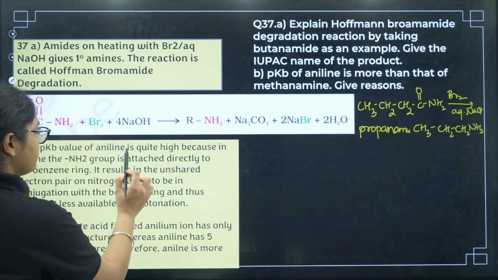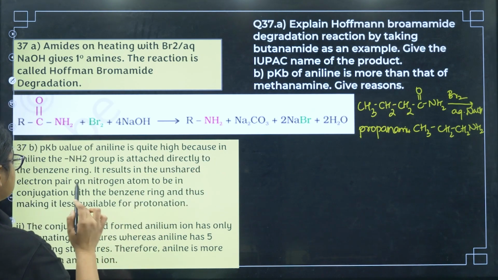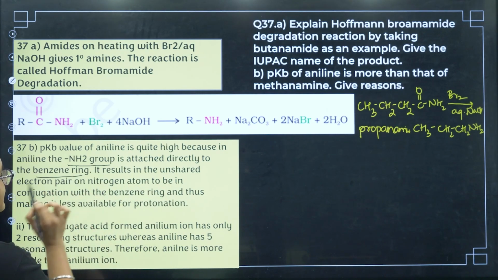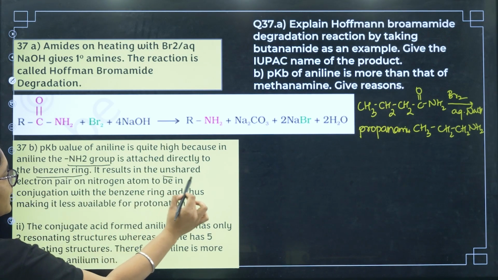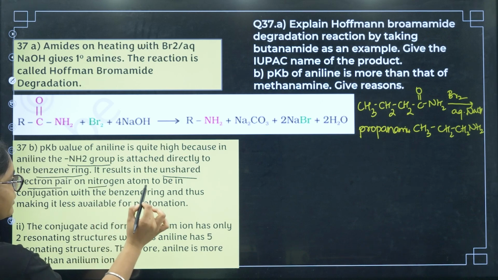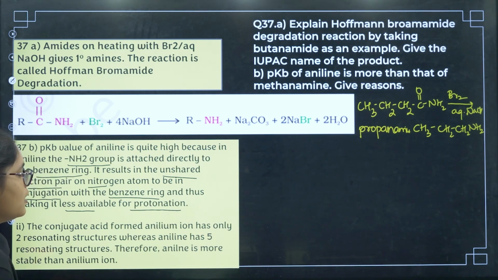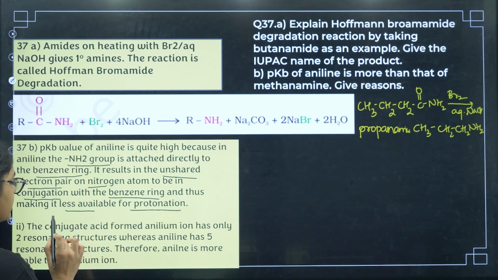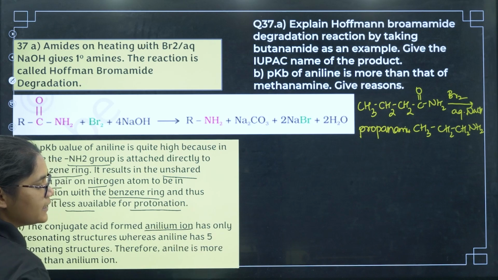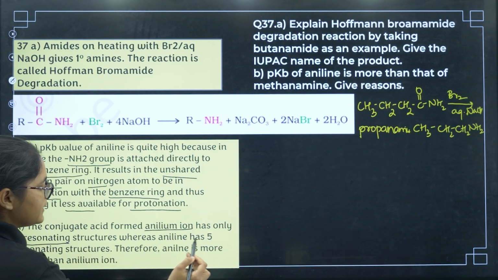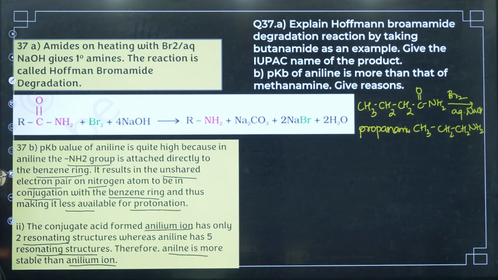The pKb value of aniline is quite high because in aniline the NH2 group is attached directly to the benzene ring. It results in the unshared electron pair on the nitrogen atom being in conjugation with the benzene ring, thus making it less available for protonation. Next, the conjugate acid formed, that is the anilium ion, has only 2 resonating structures, while aniline has 5 resonating structures. Therefore, aniline is more stable than the anilium ion.